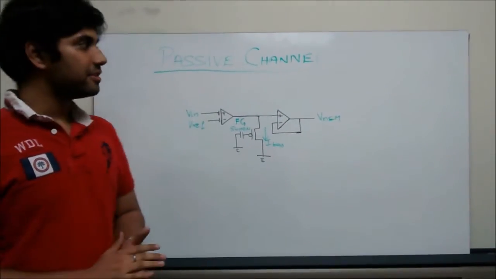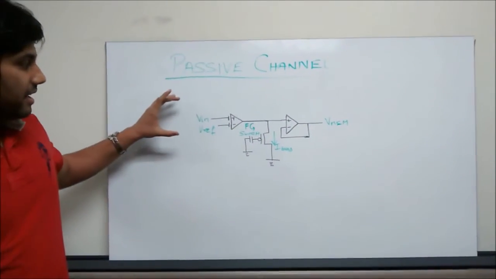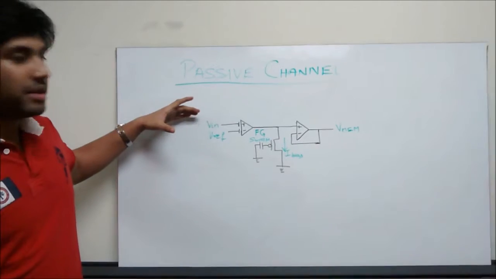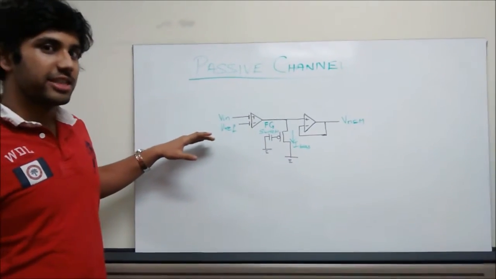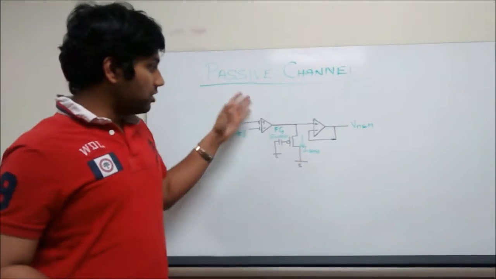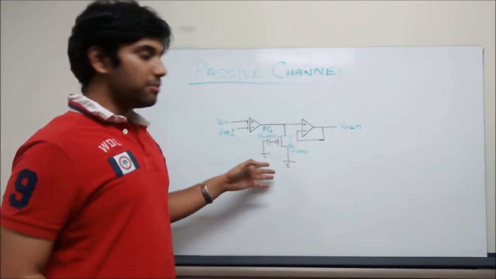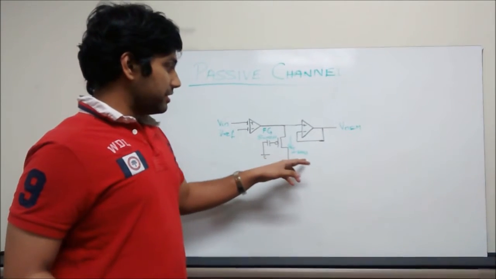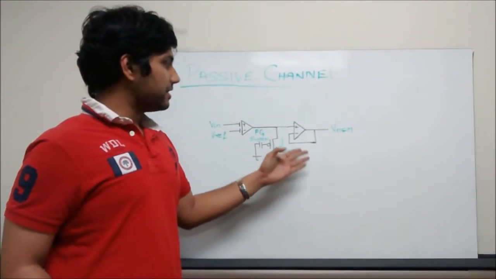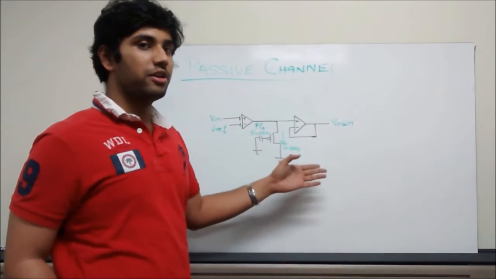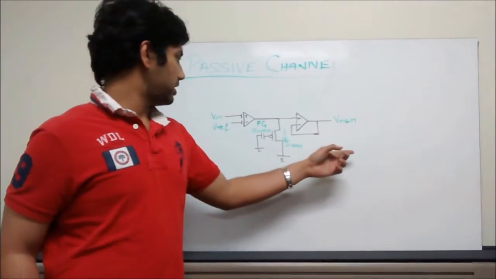Hi everyone. The first circuit that we'll be discussing is the passive channel circuit. Here we have an FGOTA whose positive terminal has the input and the negative terminal has a reference voltage, which in this case we have given as 1 volt. On the output we have a FG switch connected, which is a floating gate PMOS, programmed through its I bias. In the output we have an OTA buffer, which is used to improve the quality of the output that we get. The final output from this circuit is the membrane voltage.